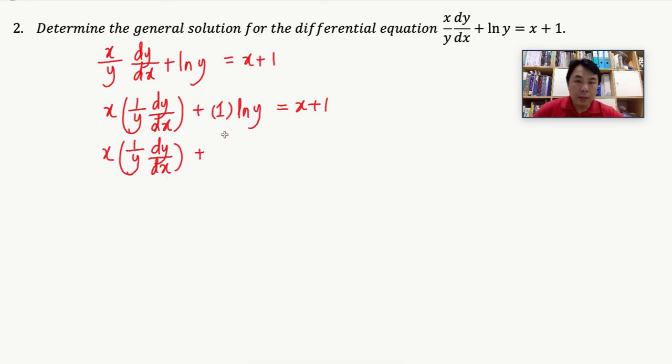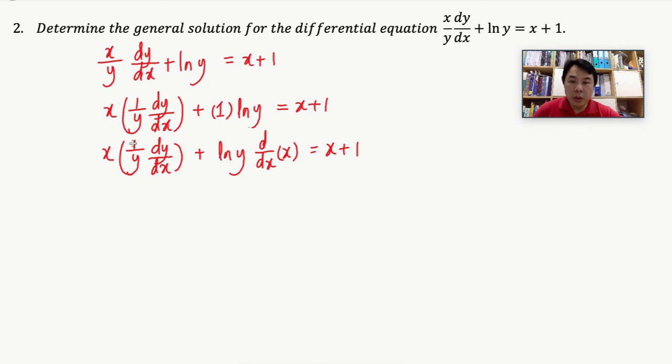Now, one can be indicated as the differentiation of x. No, hold on. I think it's better to write the other way around. Okay. So the 1 is basically the differentiation of x. All right. So that's how it looks like at this point of time.